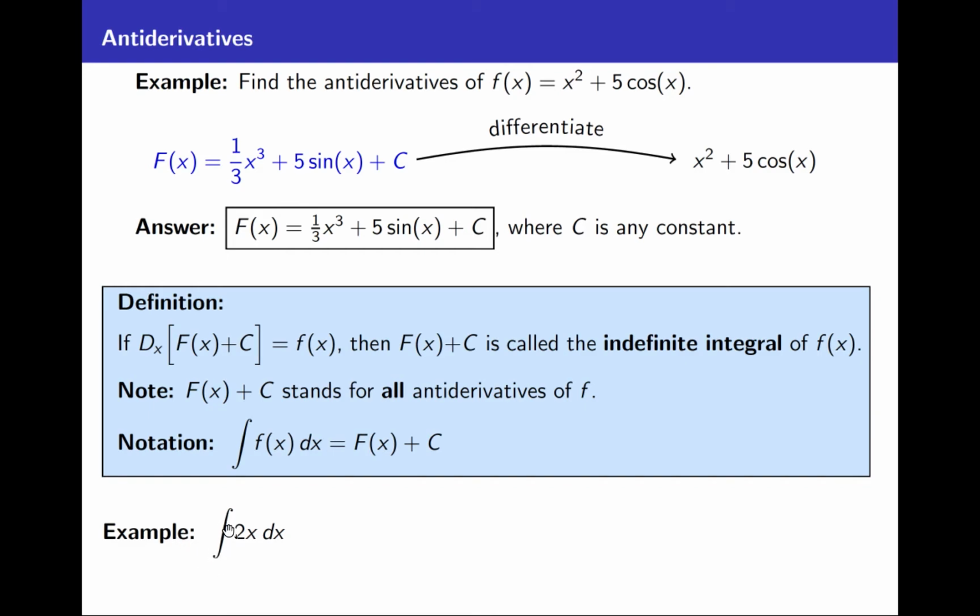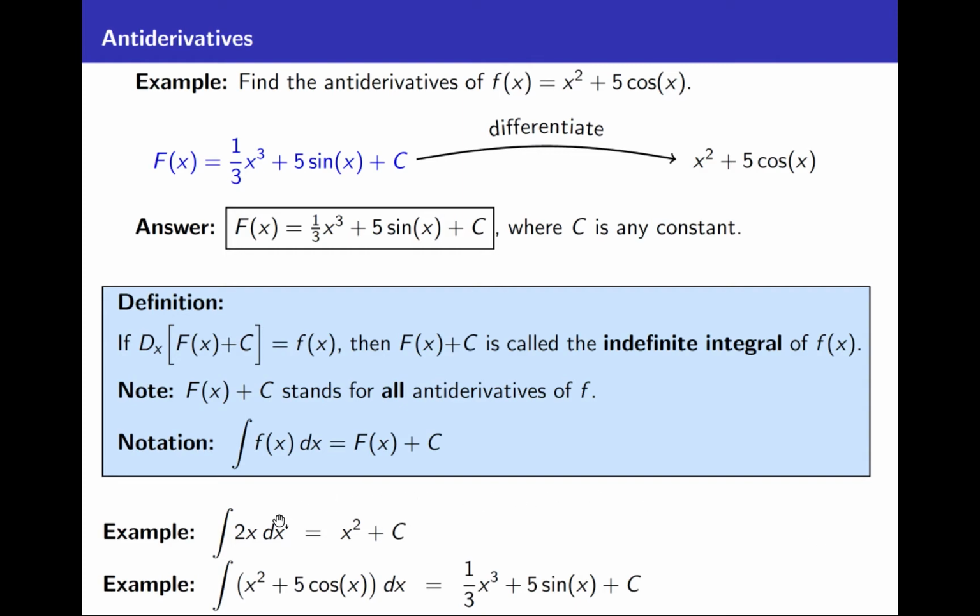For example, the integral of 2x dx, we know that that stands for the set of all antiderivatives of 2x. We worked them out on the previous slide. That's x squared plus c. So the integral of 2x dx equals x squared plus c. Likewise, think of the integral of x squared plus 5 cosine x dx. That stands for all of the antiderivatives of x squared plus 5 cosine x. And again, we worked those out up here. So this is 1/3 x cubed plus 5 sine x plus a constant.